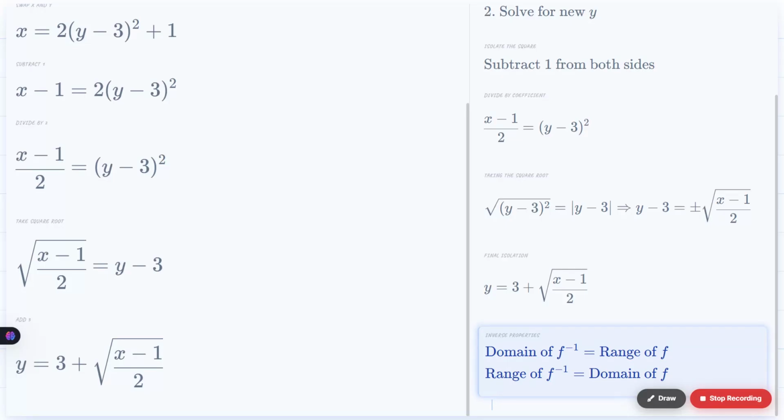We note the domain and range for the inverse. We do this to make sure our new rule is correct. The domain of the inverse is the range of the original, and the range of the inverse is the domain of the original.